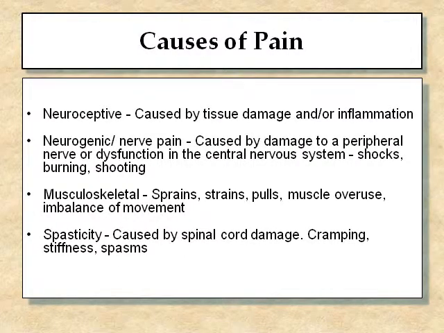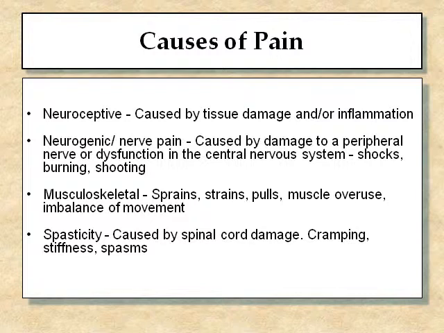So, what are some causes of pain? Well, there's nociceptive pain, which is caused by tissue damage or inflammation. And we'll be talking more about inflammation later on. There's neurogenic or nerve pain, and that's what we're talking about often with MS, which is caused by damage to or dysfunction in the central nervous system or to a peripheral nerve. And this can have the feeling of shocking or burning or shooting pain.